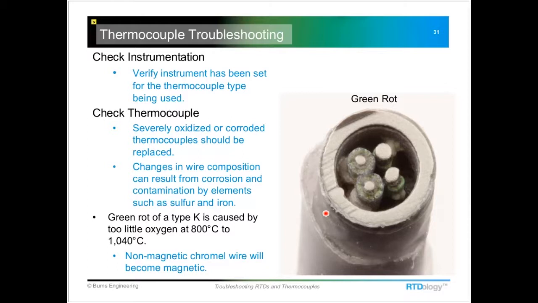One of the other reasons for no signal, or actually poor accuracy, out of the thermocouple is to verify that the instrument it's connected to is set for the right type thermocouple, and that it has specified either a grounded or ungrounded junction.